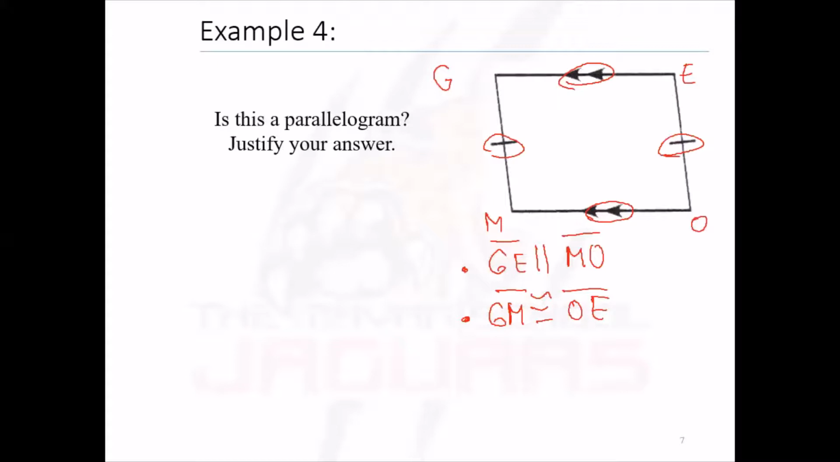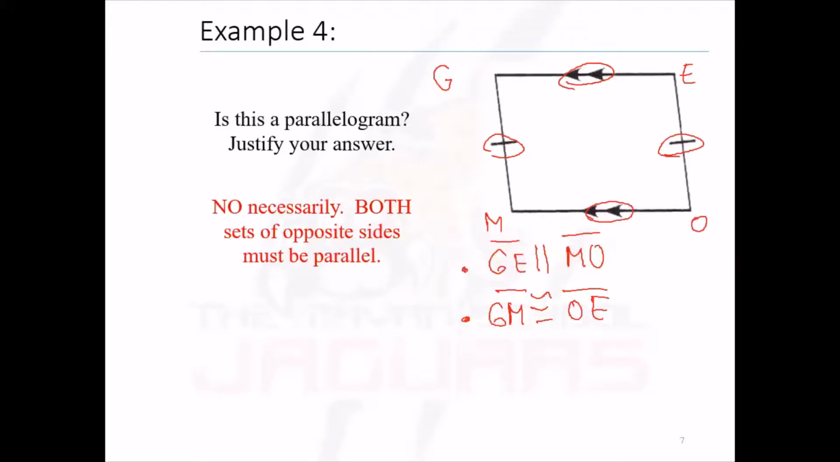Is this completely enough to prove that this quadrilateral GEOM is a parallelogram? Think a little bit. If you remember the properties or the ways that we can prove that a quadrilateral is a parallelogram, they don't mention that. So in here, the answer is not necessarily.